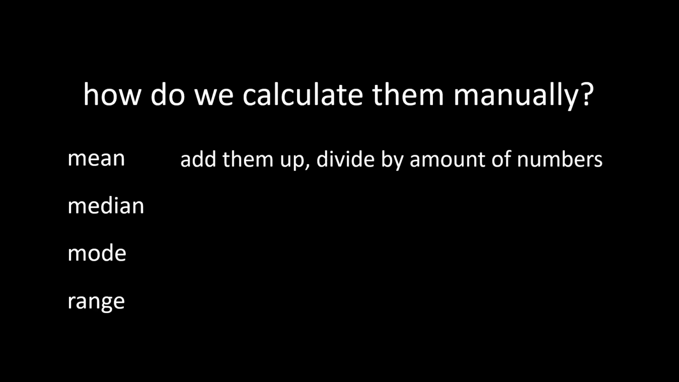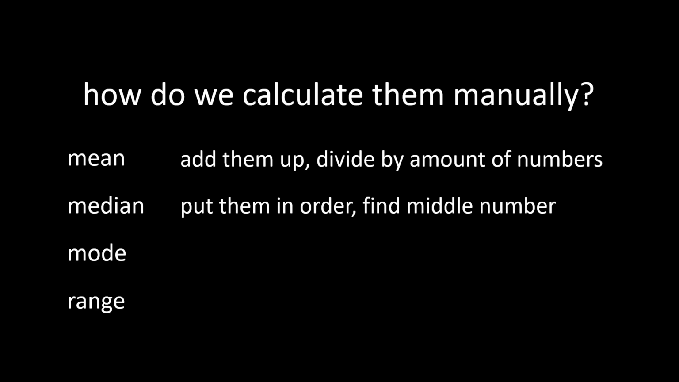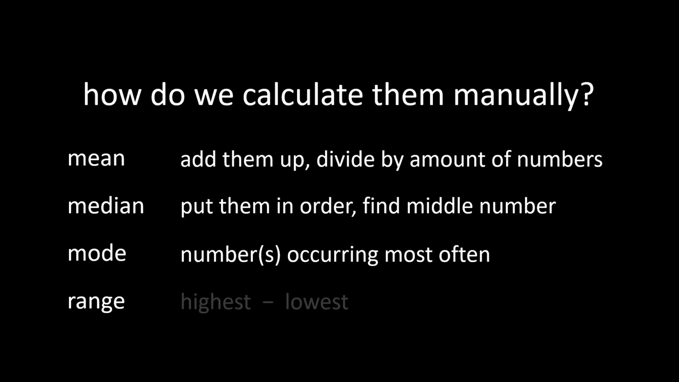Let's have a little recap. How do we calculate them manually? Well, we've got mean, add them up, divide by the amount of numbers. Median, can you remember? That's it, put them in order, find a middle number, or if there's two middle numbers, add those two together, divide by 2. And the mode, the number or numbers, occurring most often. The range, highest minus lowest.